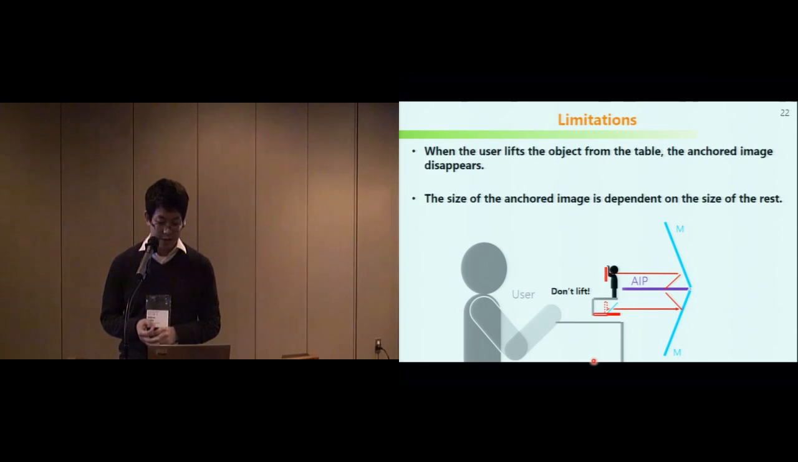SkyAnchor has a limited interactive zone. When the user lifts the object from the table, the anchored image disappears. In addition, when the object is far from the main optical system, the anchored image has low resolution. The size of the image is another issue. The size of the anchored image is dependent on the size of the rest.